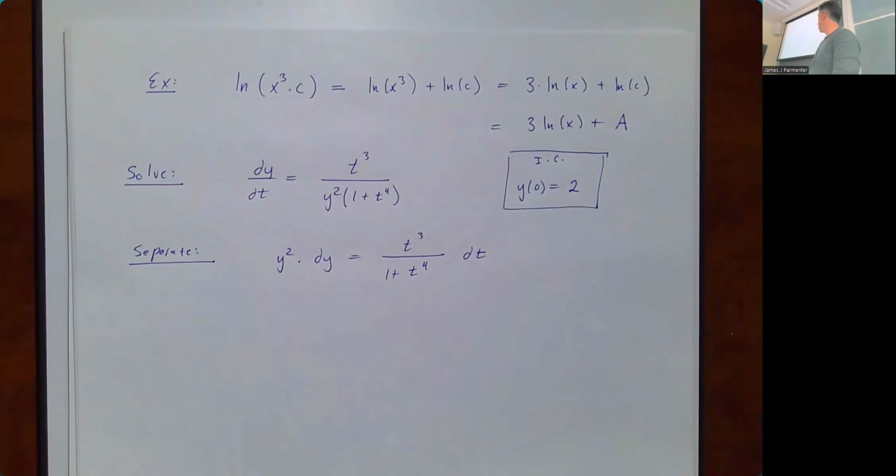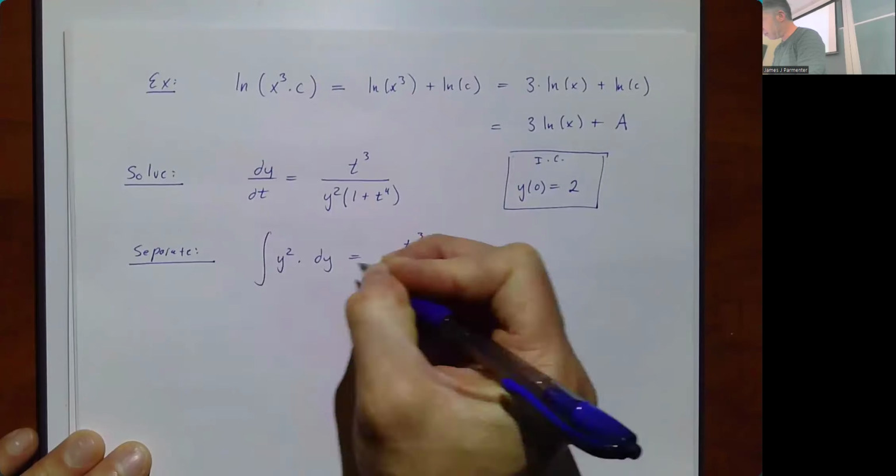That's how things should look. We should have y squared times dy on the left equal to t cubed over 1 plus t to the fourth times dt on the right. Essentially, I'm multiplying both sides by y squared and then multiplying both sides by dt. And now we're going to integrate both sides.